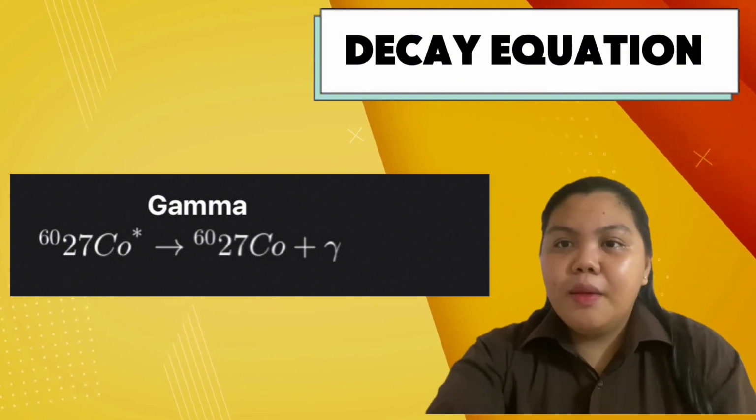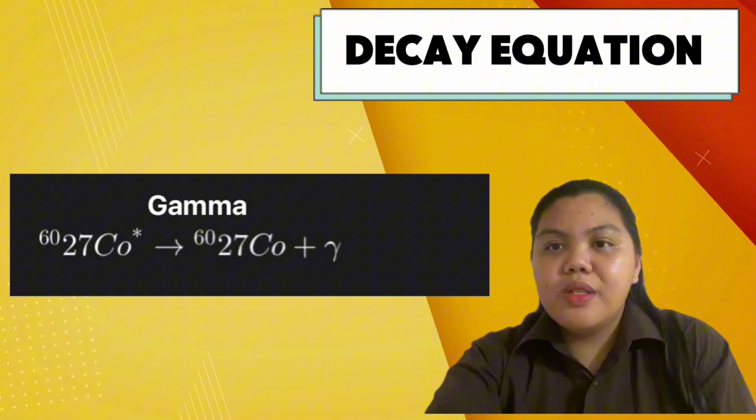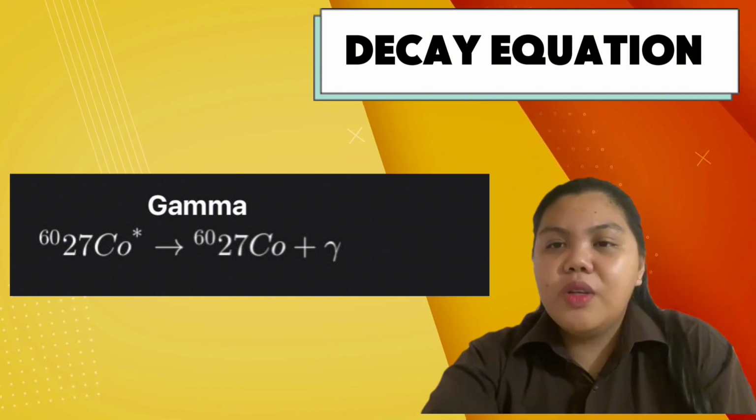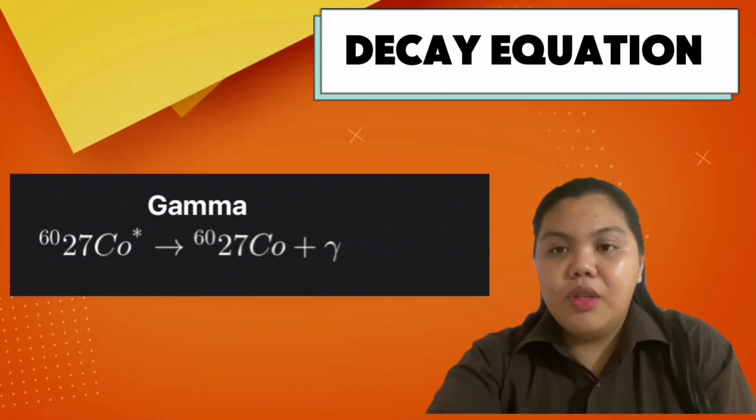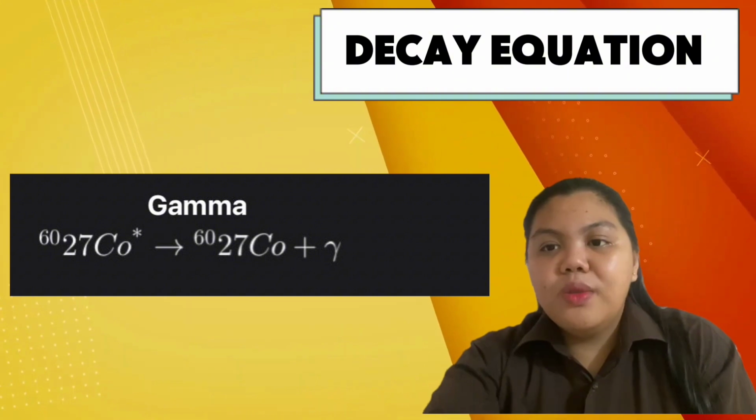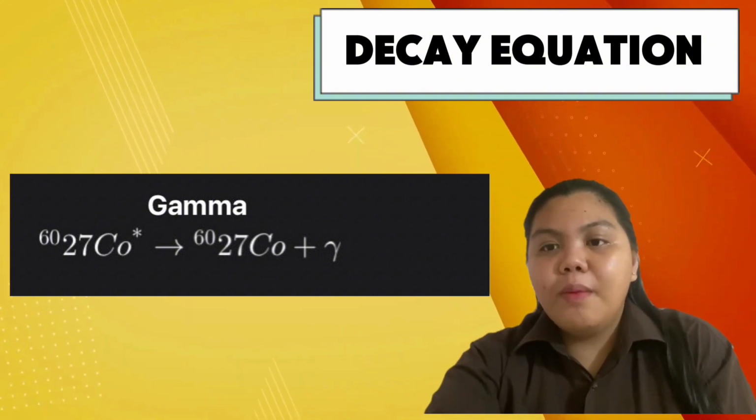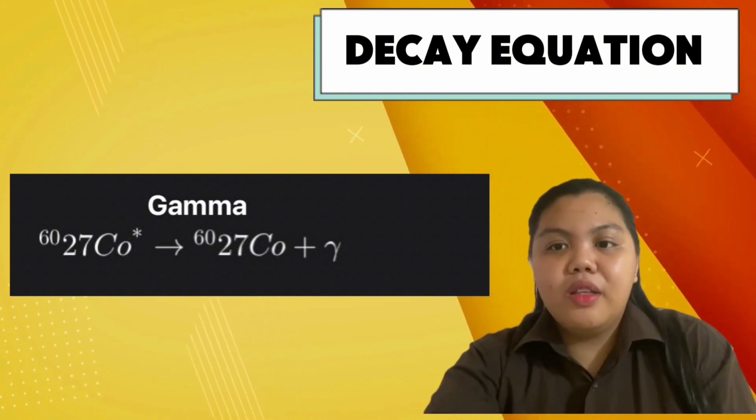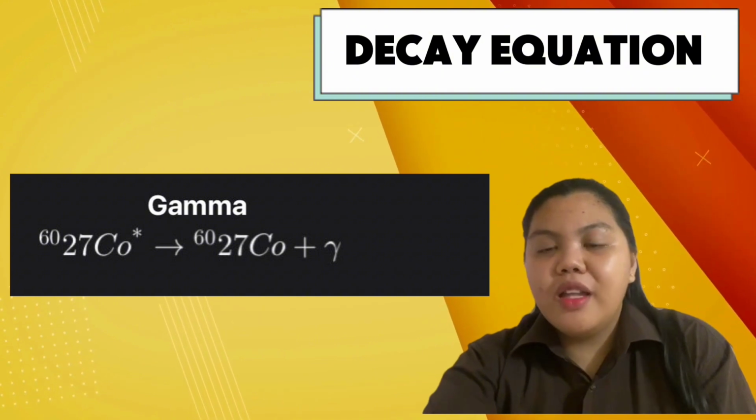In gamma decay, the parent nucleus typically undergoes alpha or beta decay first and then emits a gamma ray. The decay equation still applies to the initial transformation. Once the excited nucleus is in the stable state, gamma decay occurs rapidly. The gamma emission doesn't change the quantity of nuclei, but rather the energy state of the nucleus.